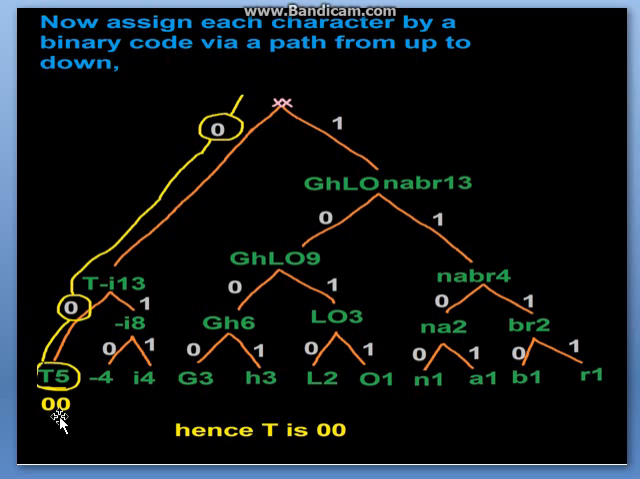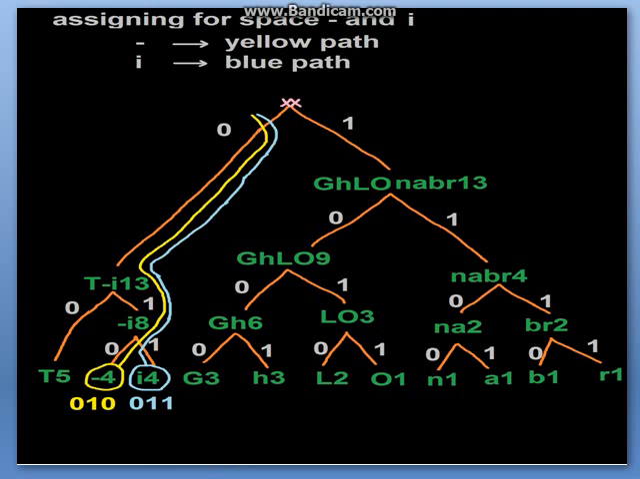Again we are getting a 0 in our path. We are getting another 0 in our path. So we got 0, 0 as T. Now we can write T as 0, 0 instead of an 8 bit code in our standard ASCII representation.